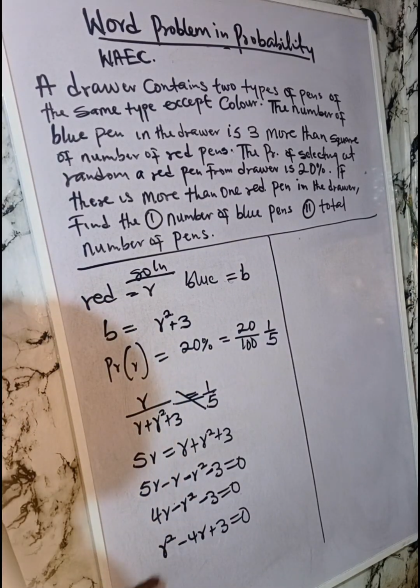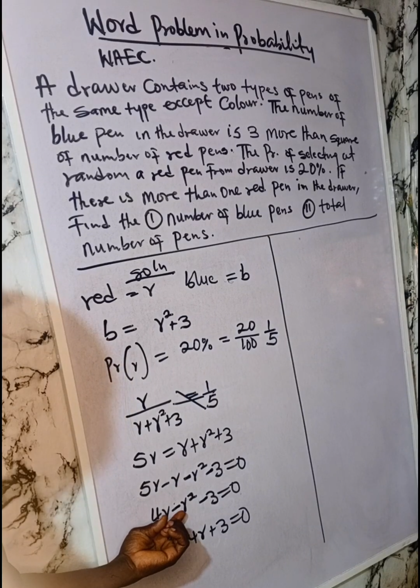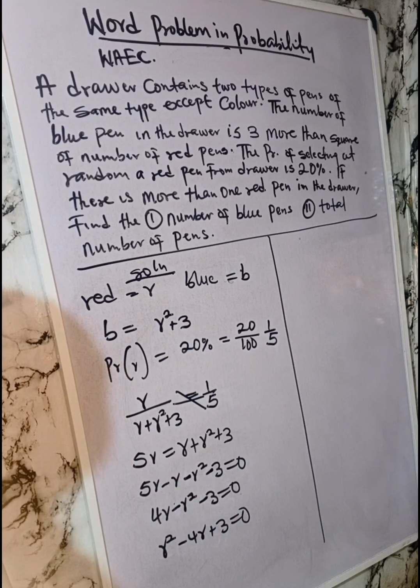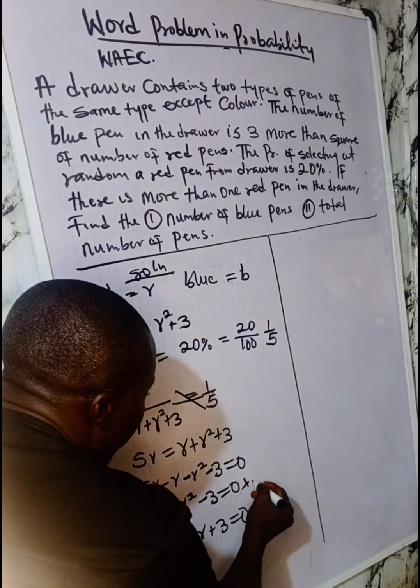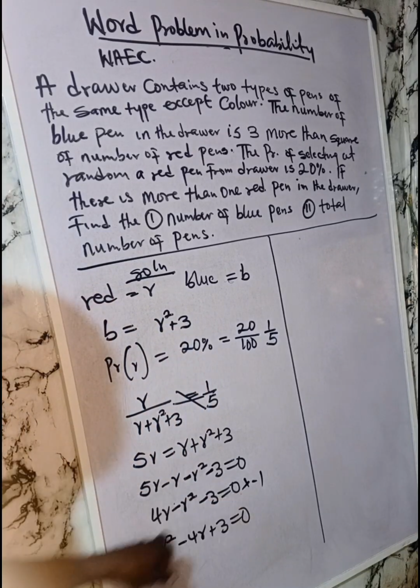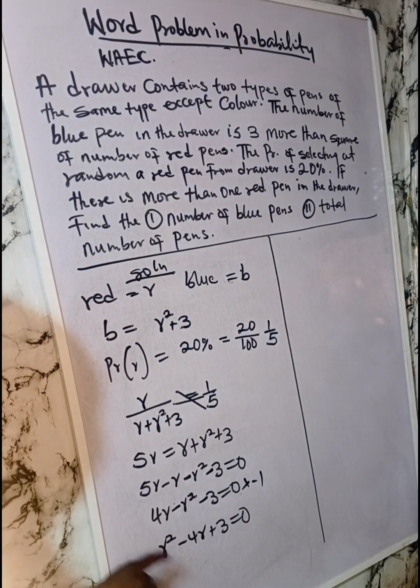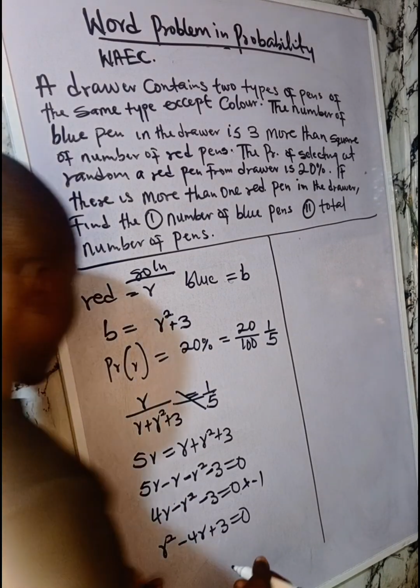Anytime you are solving a quadratic expression and there is a negative sign at the squared variable, you need to get rid of that by multiplying through by the coefficient of that variable. So here we have minus 1, and I multiplied through by minus 1 to get rid of the minus at the squared variable. So now we can solve by factorization.